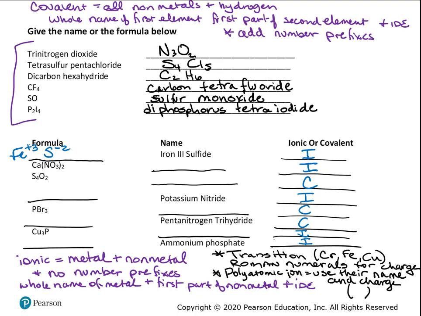I would do this first. Just go ahead and write down the symbol, assign the charge. Now I have to do the swap. So the number on the iron tells me how many sulfur. The number on the sulfur tells me how many iron. So the formula is Fe2S3.